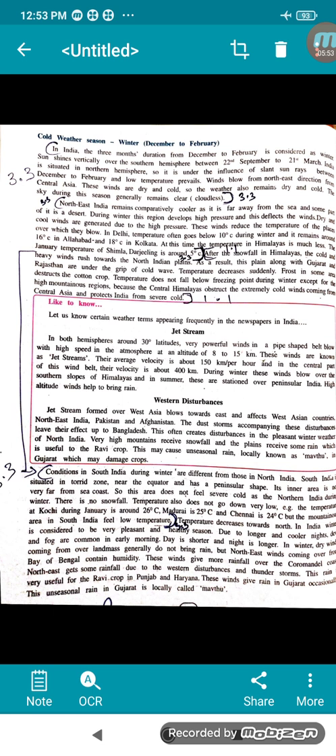In winter, dry winds coming from over the landmass generally do not bring rain, but northeast winds coming out from the Bay of Bengal contain humidity. These winds give more rainfall over the Coromandel coast. Northeast gets some rainfall due to the western disturbance and thunderstorms. This rain is very useful for the Rabi crop in Punjab and Haryana. These winds give rain in Gujarat occasionally. This unseasonal rain in Gujarat is locally called Mavthu.